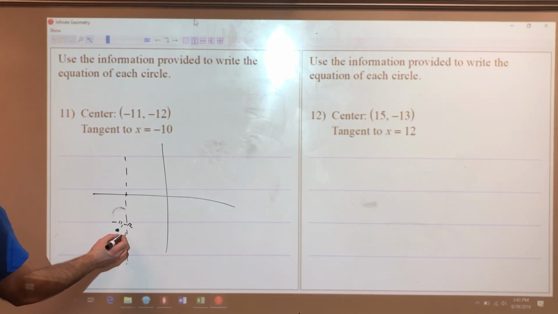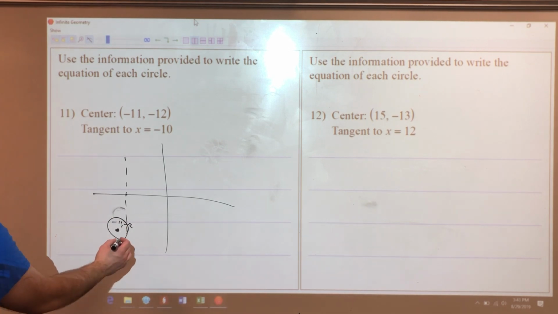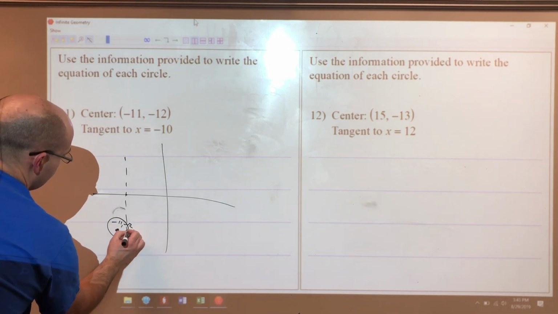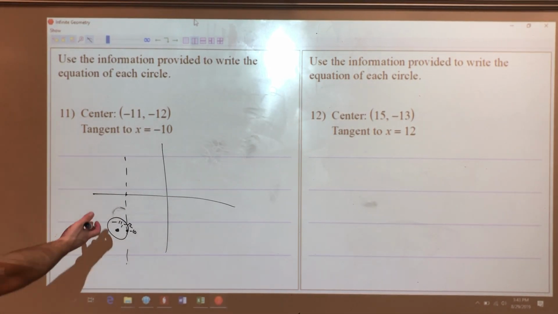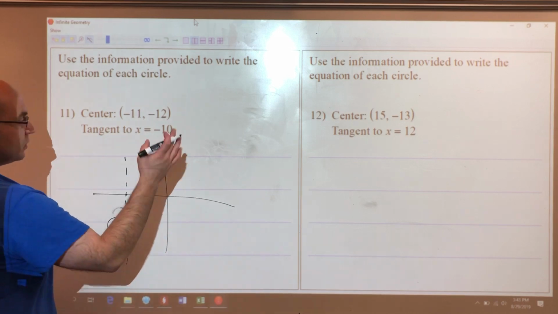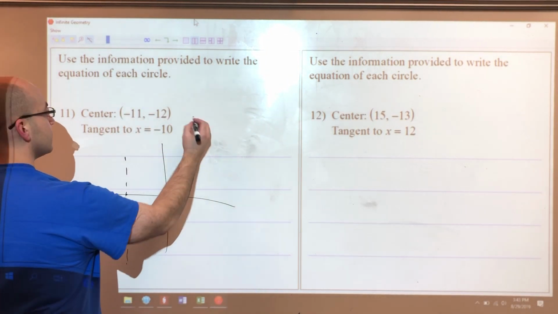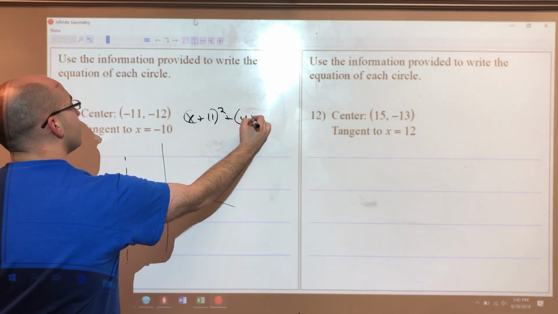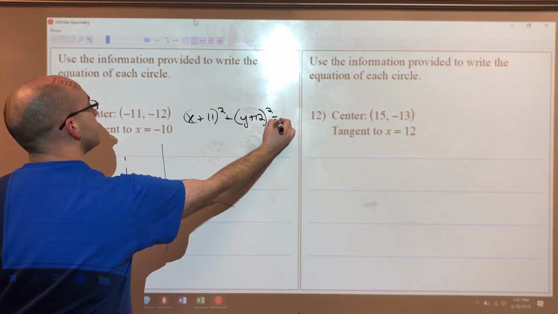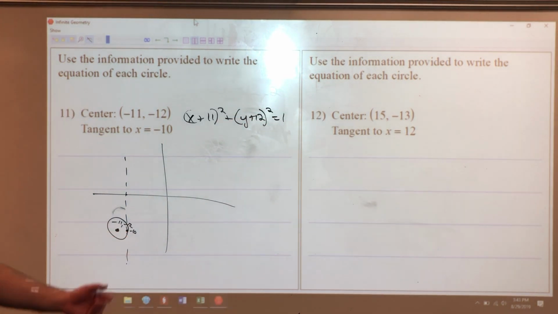So it's tangent, and here's the center. So it's got to look like that a little bit, right? And this is at negative 10. So the radius is what? The radius is 1, right? It's 1 away. You can see it. So graph paper helps, right? And you'll always have graph paper in my class. So we've got x plus 11 squared plus y plus 12 squared equals 1, right? Because the distance is 1.